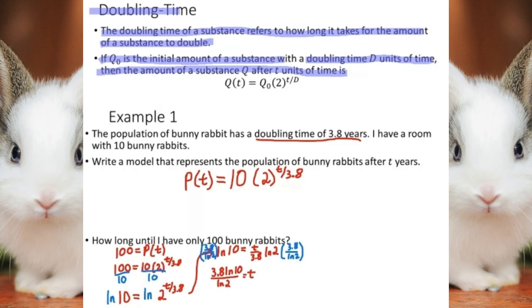And I get 3.8 times the natural log of 10 all over the natural log of 2 equals t. And we get approximately 12.6. So it'll take 12.6 years for my bunny rabbit population to reach 100 bunny rabbits.